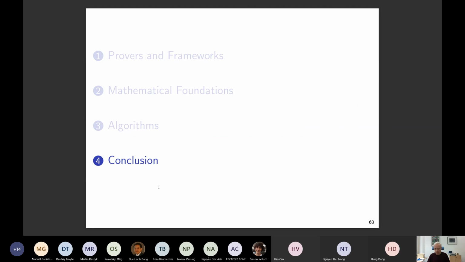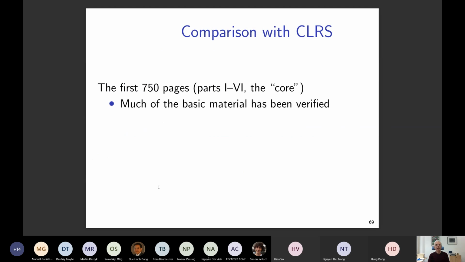And so I just want to finish with some conclusions. So first, let's compare what we have and haven't from the CLRS book.